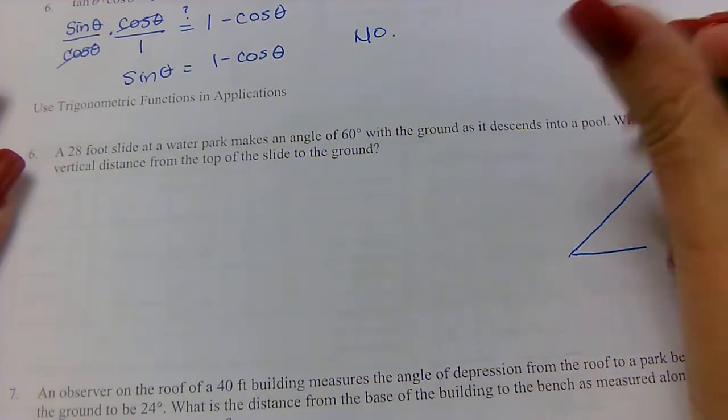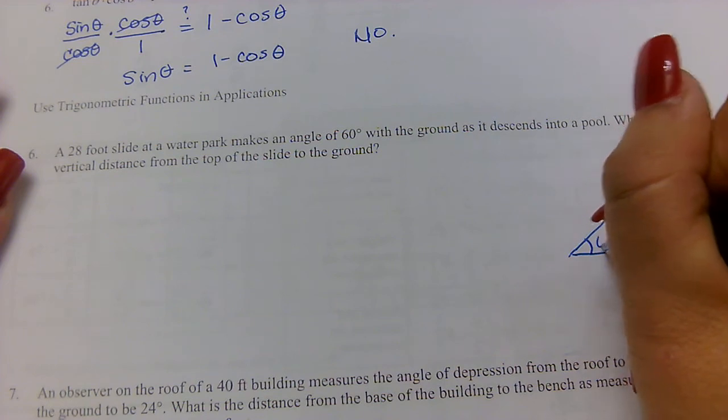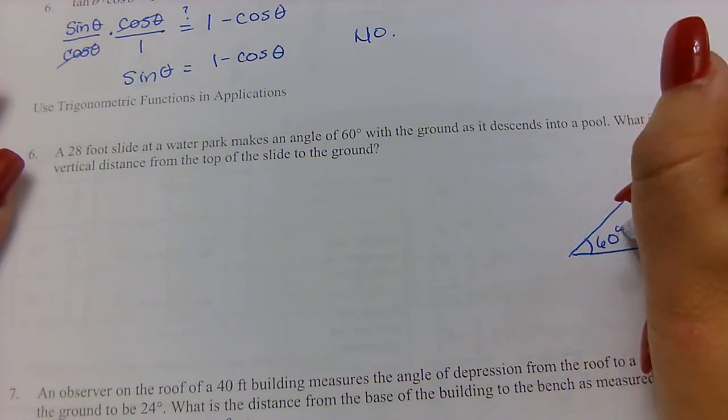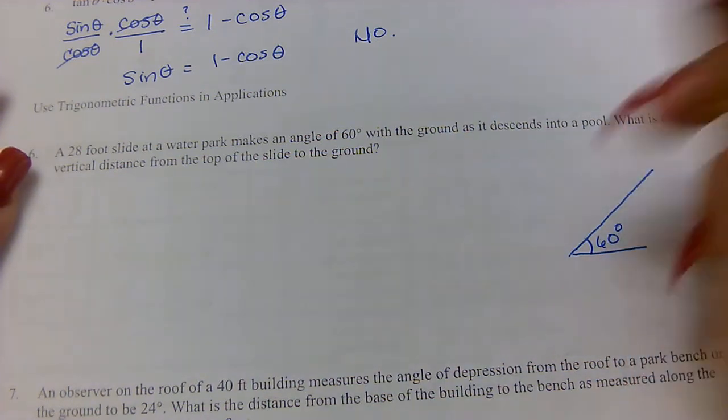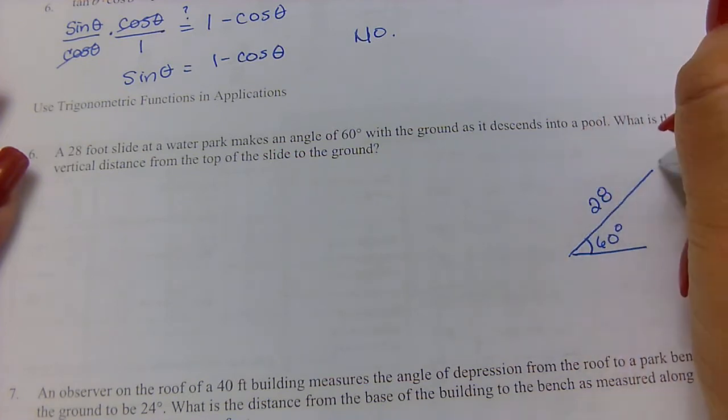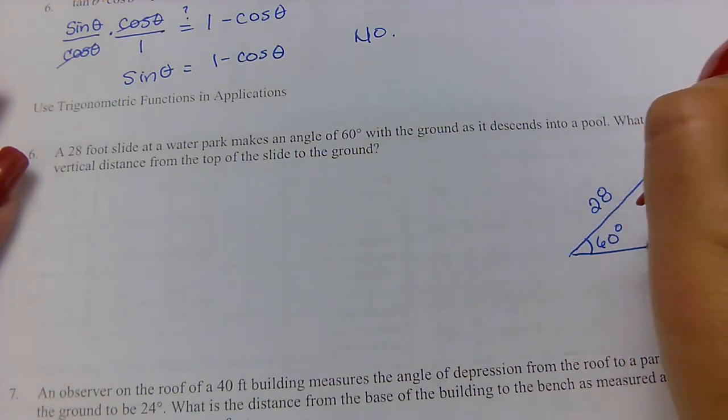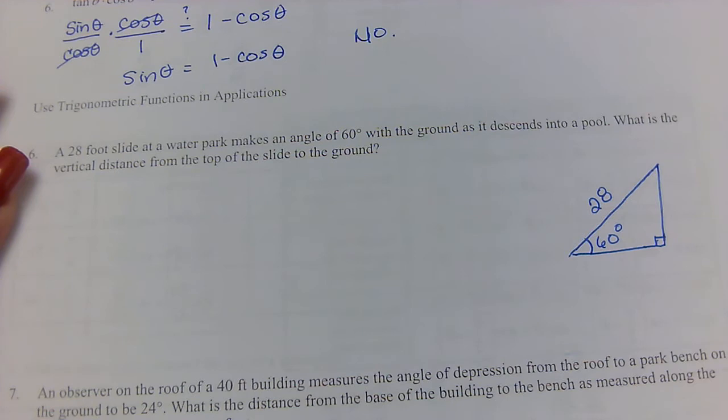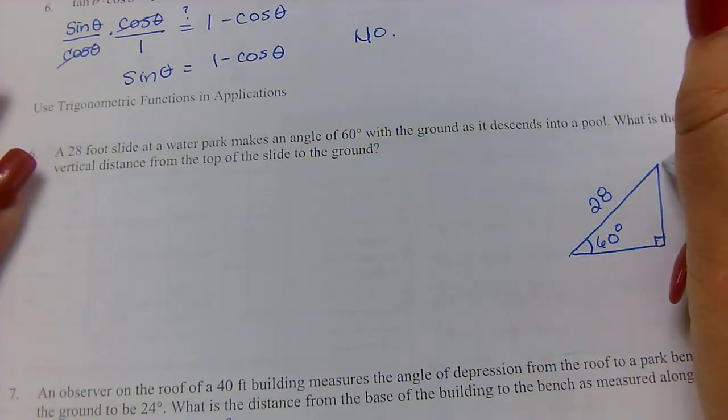All right, so we're just going to do it like this. This is going to be 60 degrees, 28 foot, so that's going to be the length of the slide. Okay, and then here it's 90 degrees. All right. What is the vertical distance from the top of the slide to the ground? So it wants to know what this is.